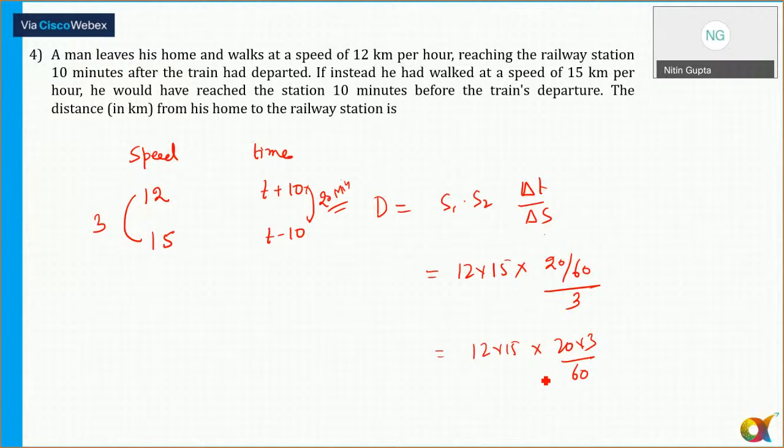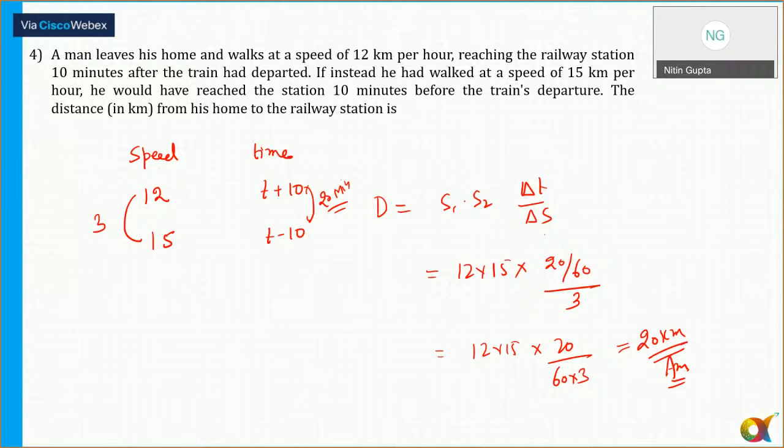So if you solve this, what is the total distance that comes out to be? Tell me. Here I have written the wrong value. This is 20 by 60 into 3. In the denominator, it is 6. And if you solve this, the answer will become the distance. So any doubts to anyone?